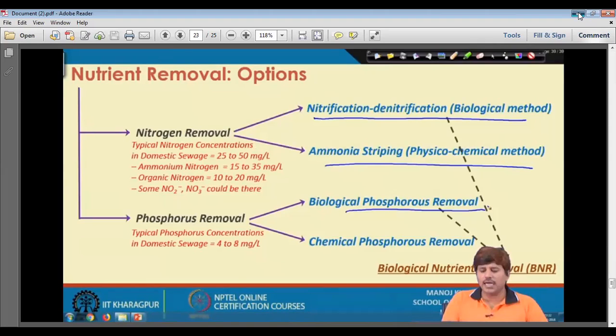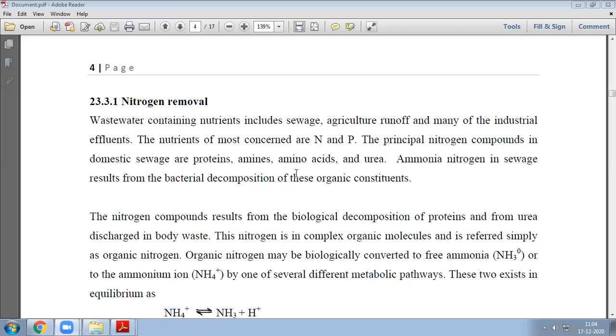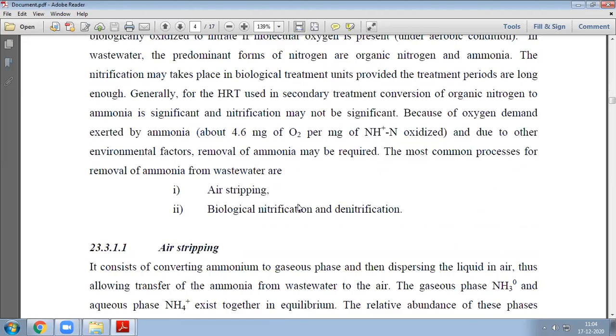Wait, ammonia stripping is here, I think. See here, I think what I covered till now, this nitrogen removal. Wait, I will share the screen. I think, yeah, nitrogen removal. So this is what I was talking about.